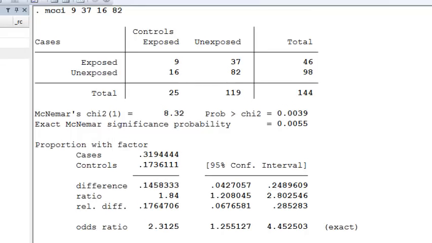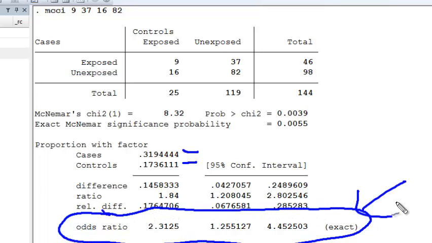And in the output, specifically, they give you the proportion of cases that have the factor as well as the proportion of controls, as well as give you an estimate of the odds ratio with a 95% confidence interval. If you are dealing with a case control study, the odds ratio will be the most interesting summary measure to present.